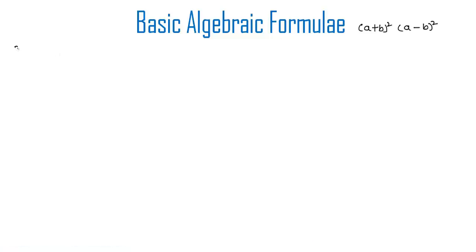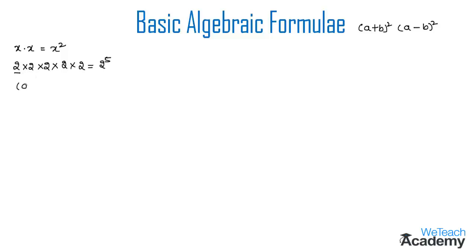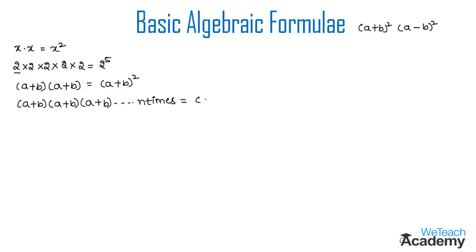We already know that in algebra, if x multiplies itself 2 times, it can be written as x square in the exponential form, and similarly if 2 multiplies itself 5 times, then it can be represented as 2 power 5. Now let us consider an expression like a plus b. If a plus b multiplies itself 2 times, it can be represented as a plus b whole square. Similarly, if a plus b multiplies itself n times, then it can be represented as a plus b whole power n.